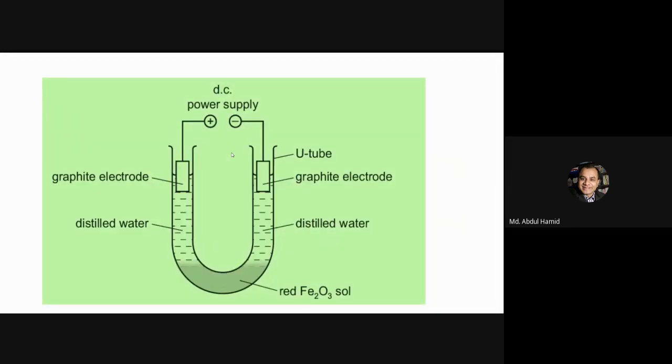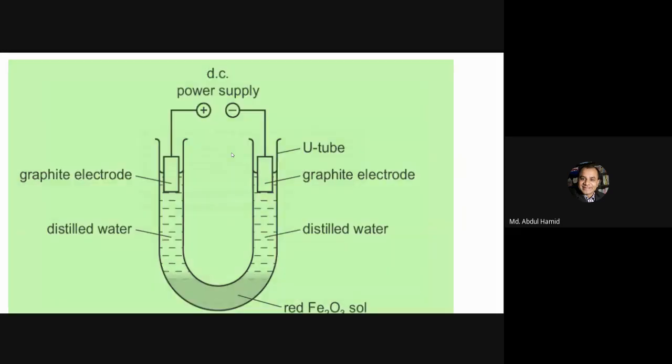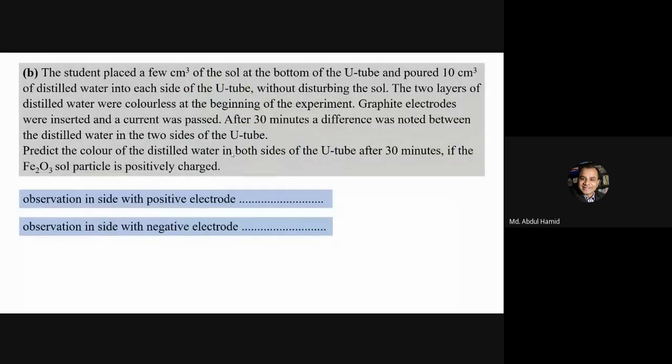This experiment is used in the laboratory to detect or separate the sol from drinkable water. We are using the sol in the middle of the U-tube, and in the two portions we are using distilled water to see the difference. When we turn on the electricity, the iron 3 sol is positively charged, so it will move towards the negative electrode, and at the positive electrode, nothing. Predict the color of the distilled water in both sides of the U-tube after 30 minutes.